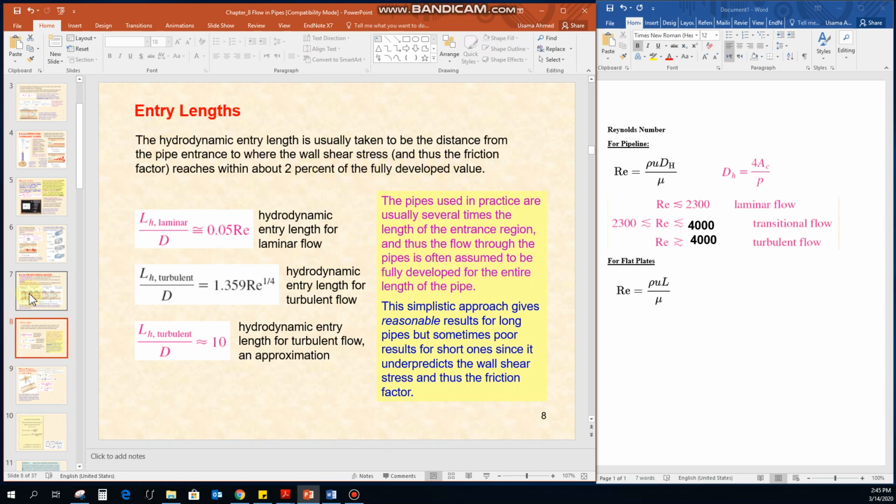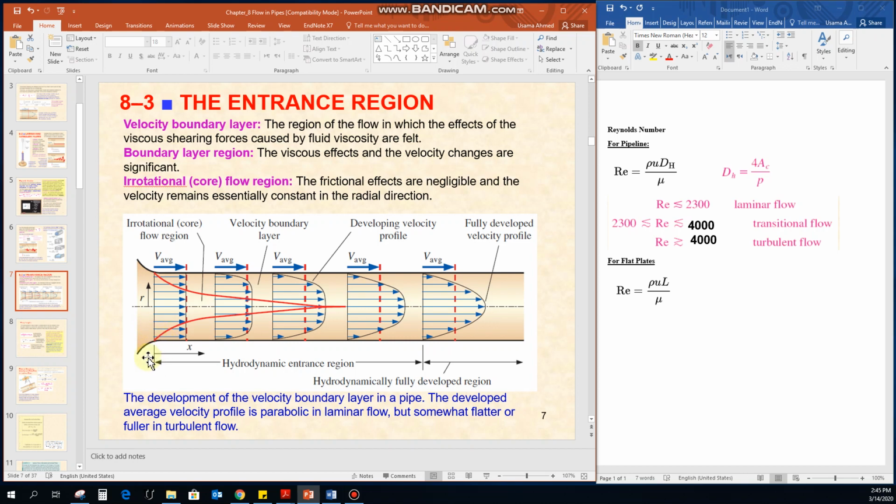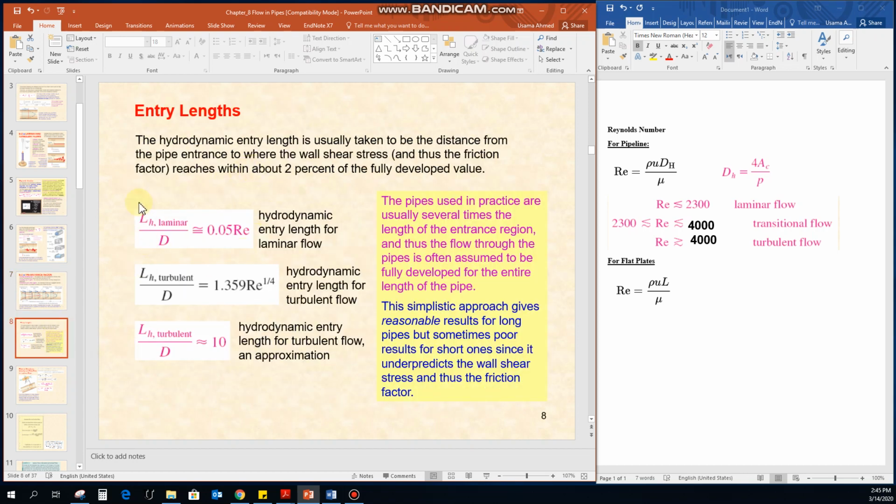So what is this entry length? This is the region from where the fluid enters the pipeline to the point where you have the fully developed velocity profile. In terms of equations, if you are dealing with laminar flow, the entry length can be calculated as entry length LH divided by diameter of the pipeline D equal to 0.05 times the Reynolds number. If you are dealing with turbulent flow, the equation is LH divided by D equal to 1.359 times Reynolds number to the power 1/4.